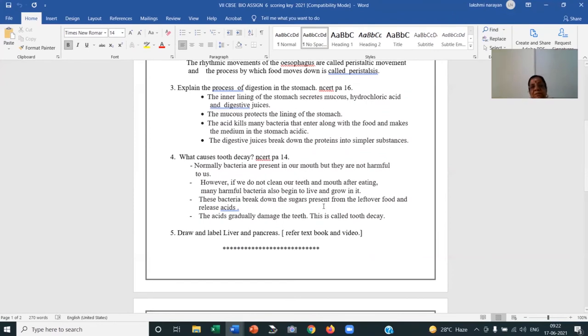Then what causes tooth decay? Normally, the bacteria present in our mouth are not harmful to us. But if we don't clean our teeth and mouth after eating, many harmful bacteria begin to live and grow in it. The bacteria break down the sugars present in the leftover food and release acids. The acids gradually damage the teeth, and this is called tooth decay.